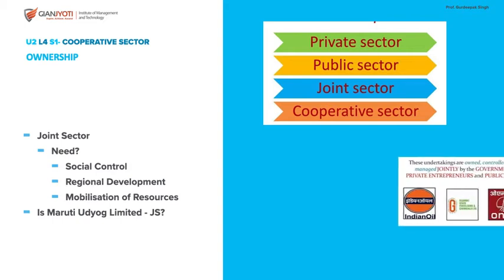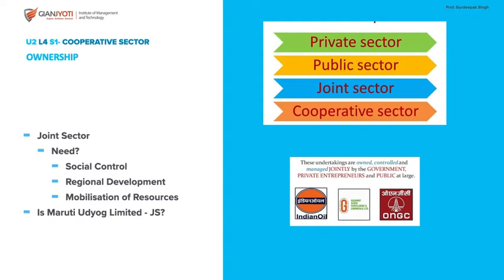Now, when we talk about examples, these are the three biggest examples: Indian Oil, Gujarat State Fertilizers and Chemicals Limited, and the Oil and Natural Gas Commission of India, ONGC. So these undertakings are all owned, controlled and managed jointly by the government, private entrepreneurs and the public at large.